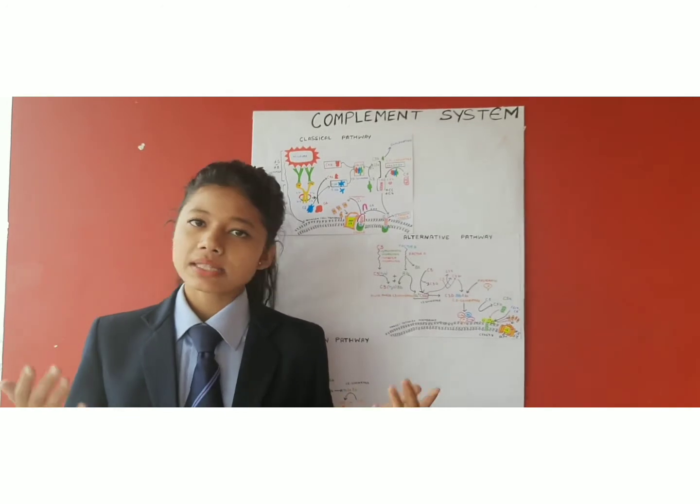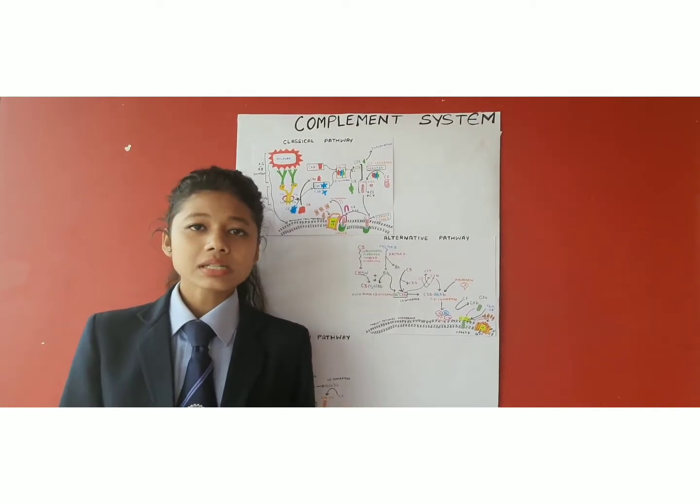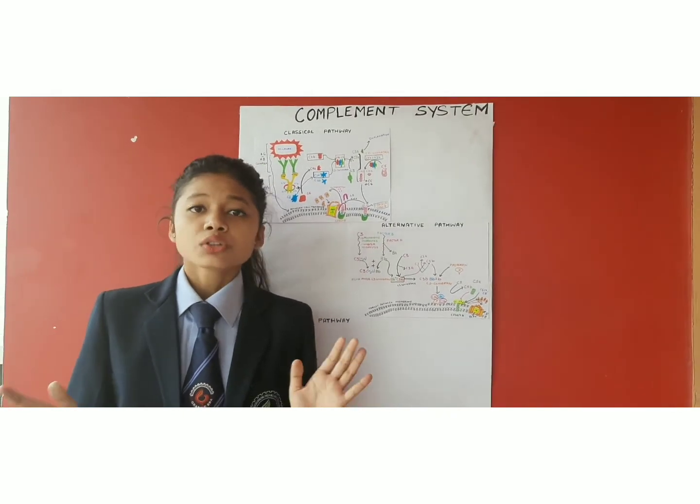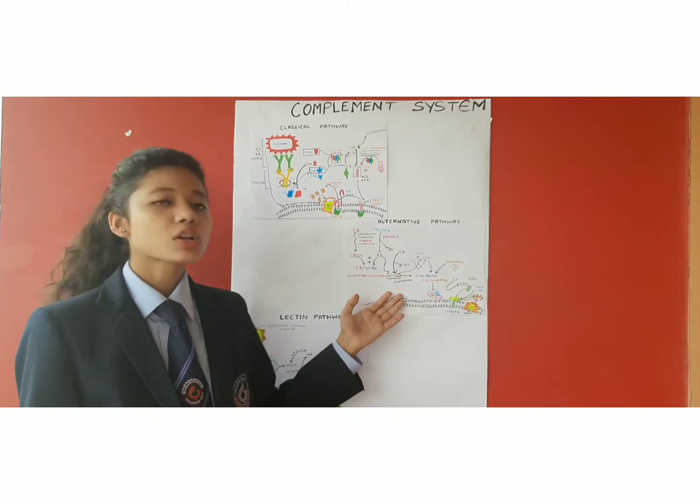Now, the membrane attack complex has formed. There is the influx of calcium ions, exchange of electrolytes, which results in the bursting of the cell membrane of the pathogen through osmotic lysis. So, this is how the alternative pathway works in the complement system.